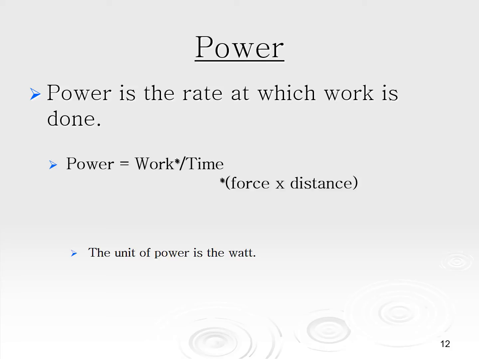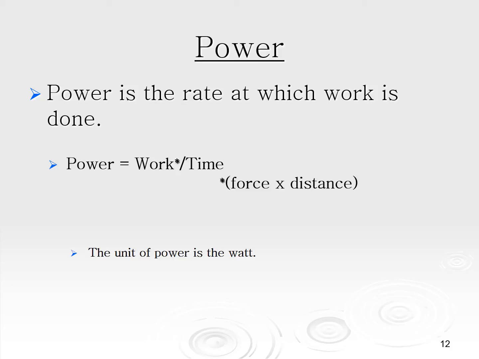We can also talk about how powerful somebody is because power is related to work. So power is the rate at which work is done, or it's how fast work is done. We can calculate this using the formula work divided by time. Eventually, you'll be asked to substitute the word work with force times distance, because that's really what work is. It's the force times the distance. But for right now, let's just work on doing the work divided by the time. And it is measured in the unit of watts.